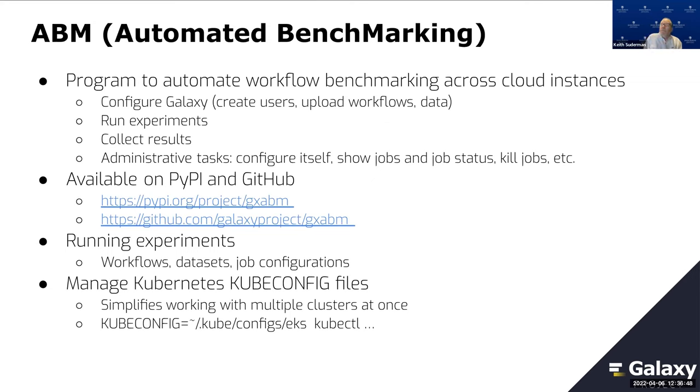So as I mentioned, we have a Python library. It's available on GitHub. You can look at the code there. We've also installed it to PyPI. So once you create a virtual environment for your Python, you can just say pip install gxabm and it will be installed. So it handles most of the automation of Galaxy itself. It can configure Galaxy, create users, get an API key for that user, upload the workflows and data that we need.